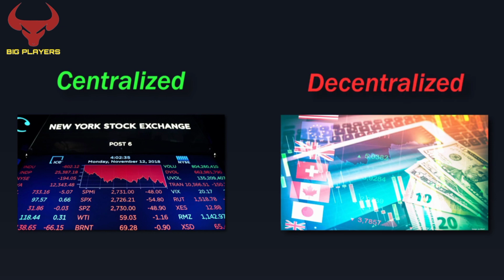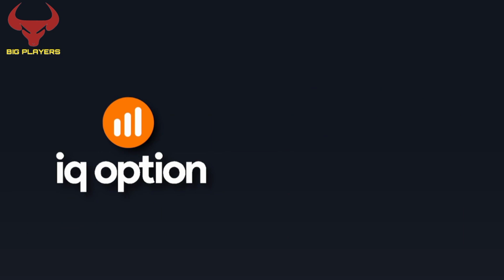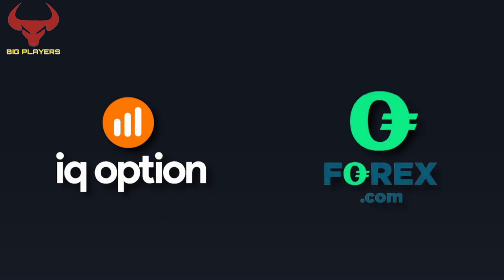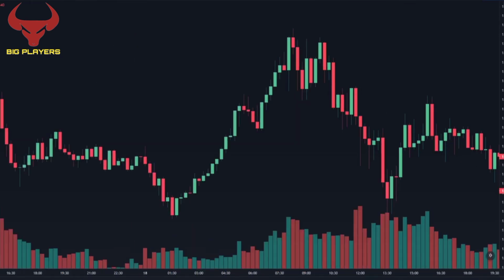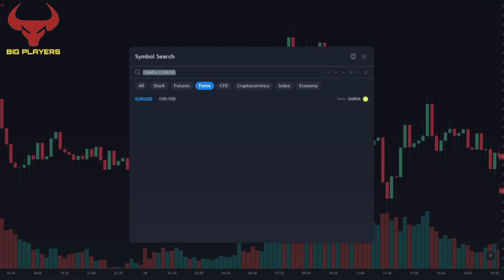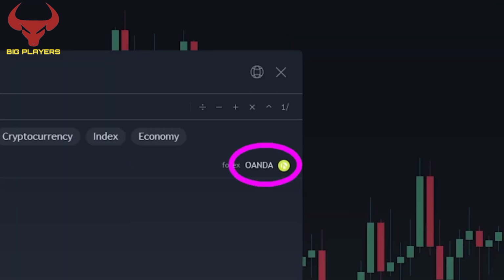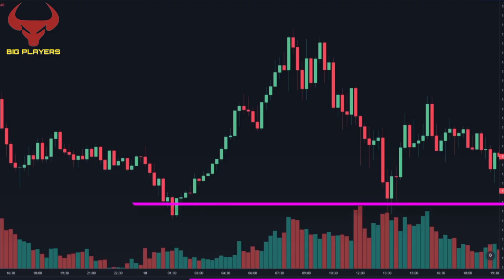currencies are traded. So for example, if your broker is IQ Option, it will display a different volume than if you're using forex.com. Because the volume that you're seeing is actually the volume that people are trading with that particular broker. Let me give you an example. If you open TradingView, you can see that the broker is OANDA, meaning that the volume you're seeing here is the volume that people are trading with the OANDA broker.